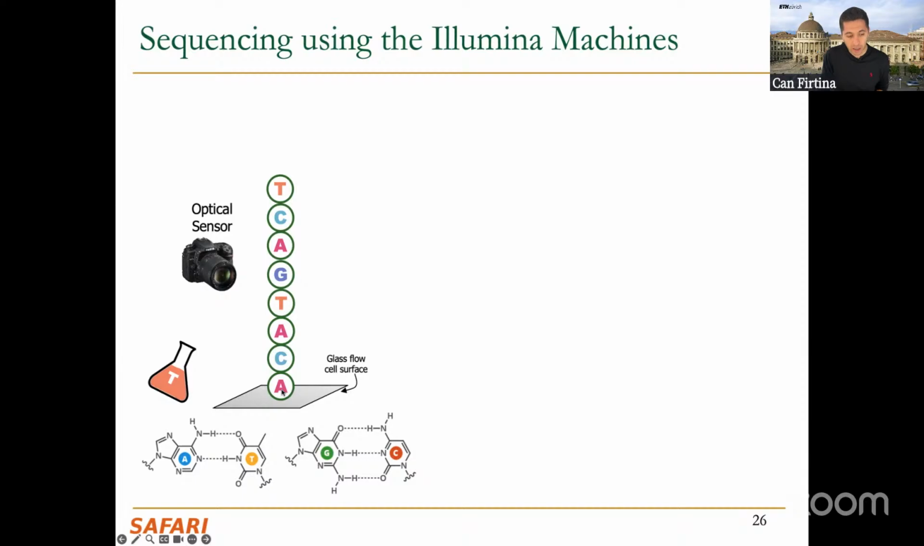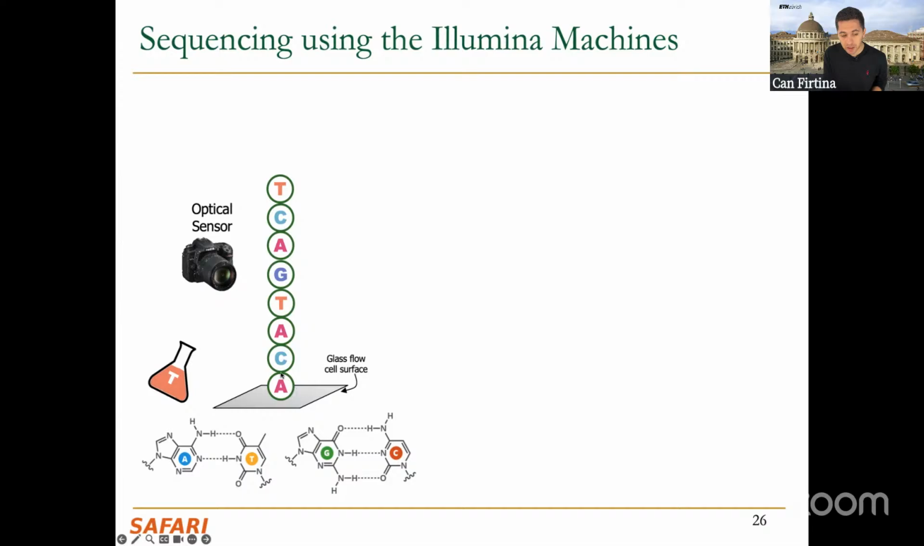But what will happen is that as this T binds to this region, we take a picture. This is because as soon as this T binds to this region, it will emit light at a certain frequency due to the binding that just happened at this position. And we can take a picture of this, and then we can understand by looking at the color what base we just successfully bound to this region, right?